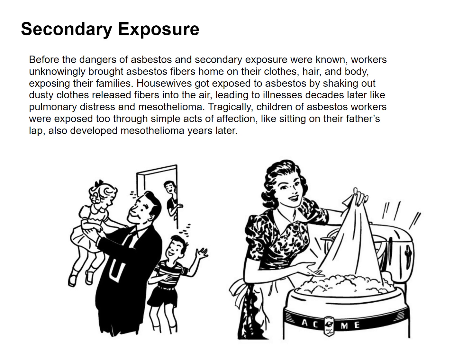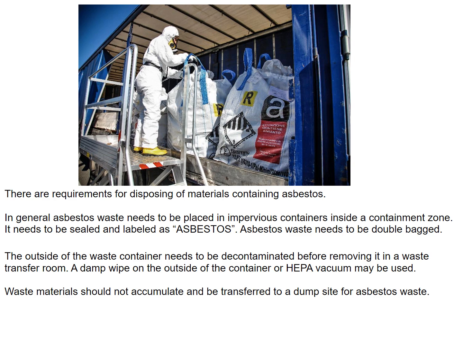Before the dangers of asbestos and secondary exposure were known, workers unknowingly brought asbestos fibers home on their clothes, hair, and body, exposing their families. Housewives got exposed to asbestos by shaking out dusty clothes, releasing fibers into the air, leading to illnesses decades later like pulmonary distress and mesothelioma. Tragically, children of asbestos workers were exposed too through simple acts of affection, like sitting on their father's lap, and also developed mesothelioma years later.